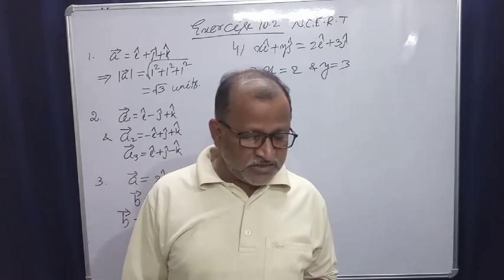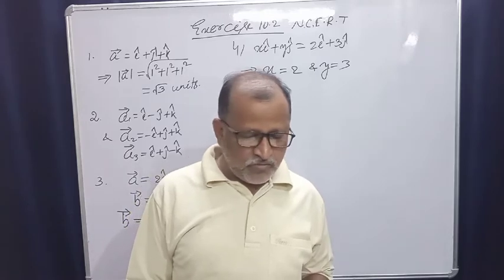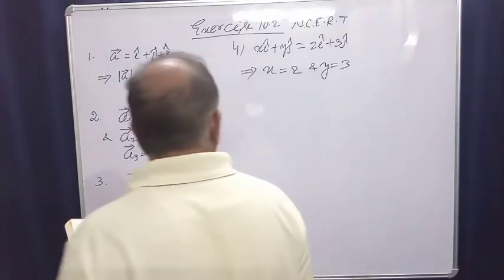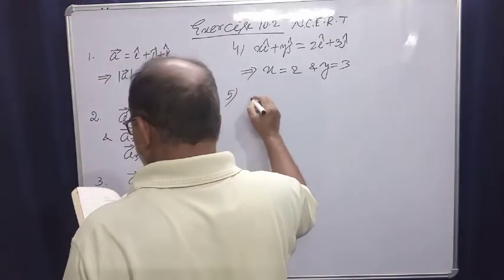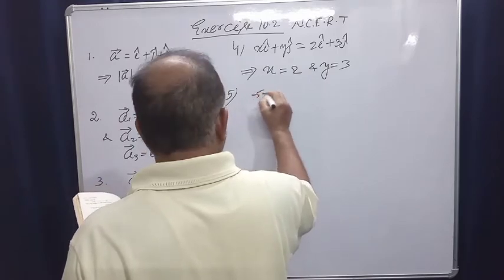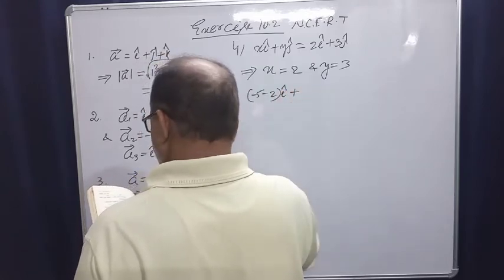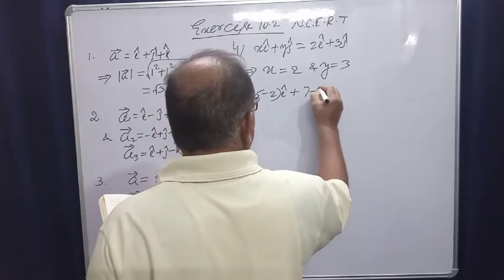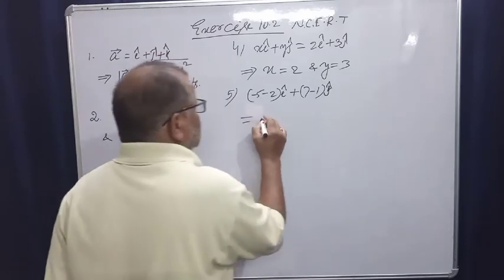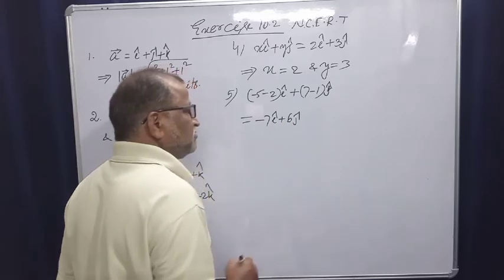5. Find the scalar and vector components of the vector with initial point 2, 1 and terminal point minus 5, 7. The vector is what? It will be minus 5 minus 2 I cap plus 7 minus 1 j cap, right? This is the vector which is equal to minus 7 I cap plus 6 j cap. This is the vector, right?